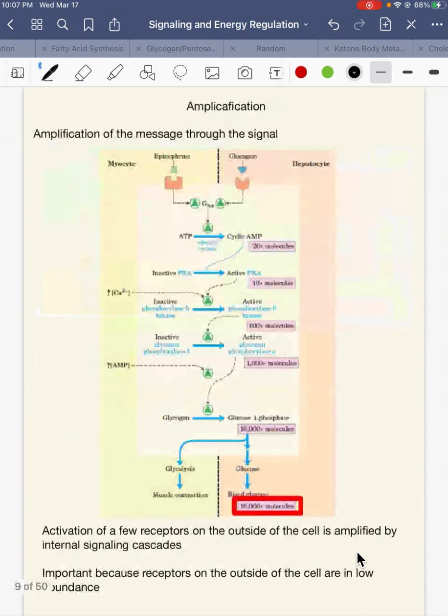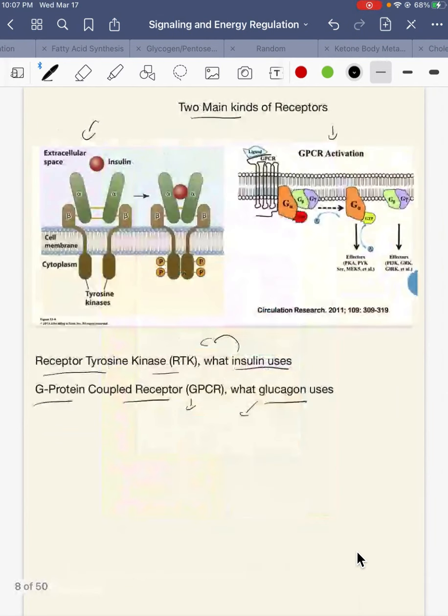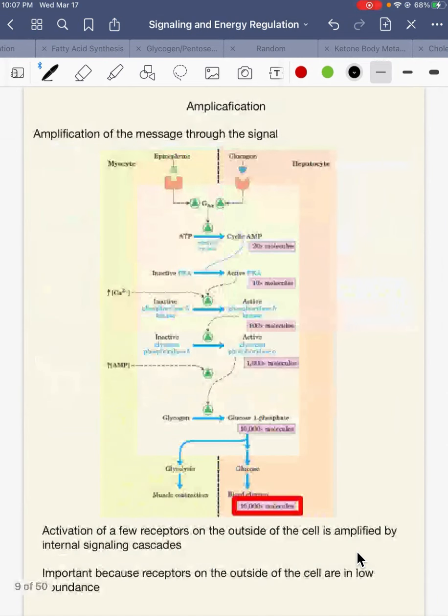Okay. So why do we go through this? Why do we bind receptors and why do we release hormones to have effects on other parts of the body? A big reason is due to amplification. So in your cell, you have a limited amount of receptors, and you want to get the most out of those receptors to change the signal inside the cell.